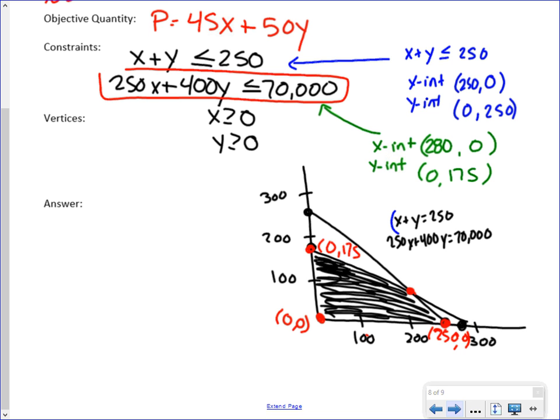So I would maybe multiply this first one by negative 250, so that my x's will cancel. So I'd get negative 250x minus 250y equals negative 62,500, thank you. And then I get 150y equals 7,500, so y equals 50.